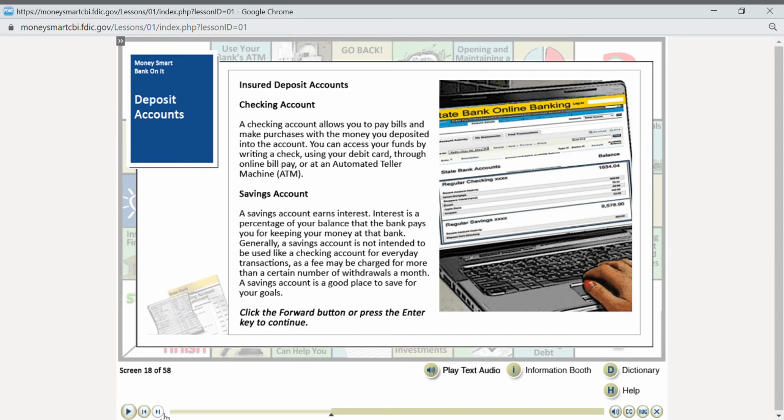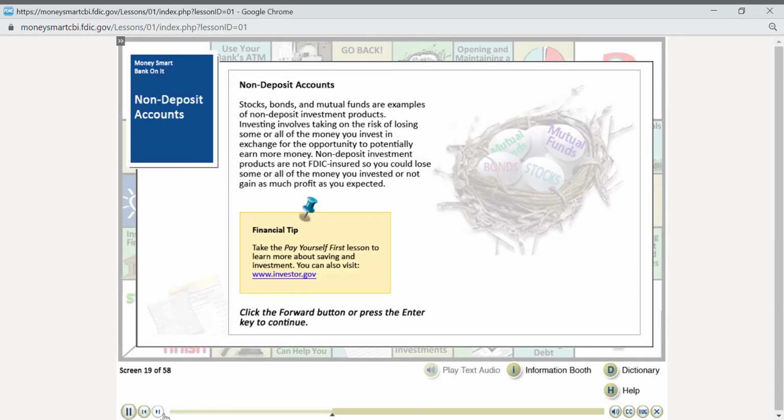Generally, a savings account is not intended to be used like a checking account for everyday transactions, as a fee may be charged for more than a certain number of withdrawals a month. A savings account is a good place to save for your goals.